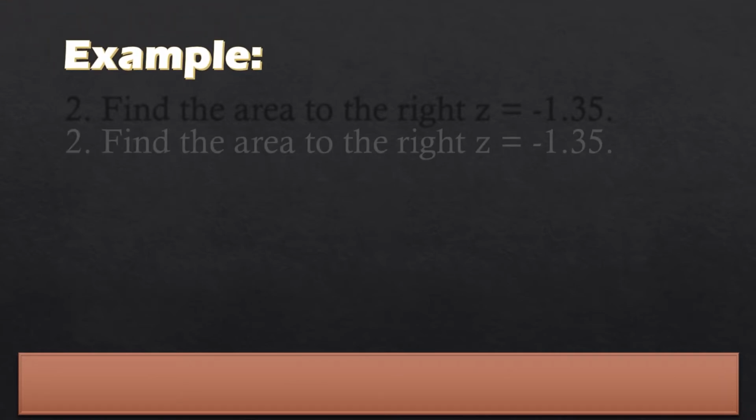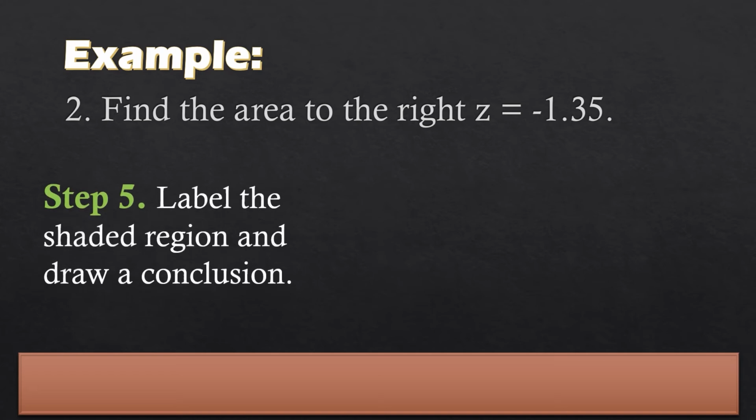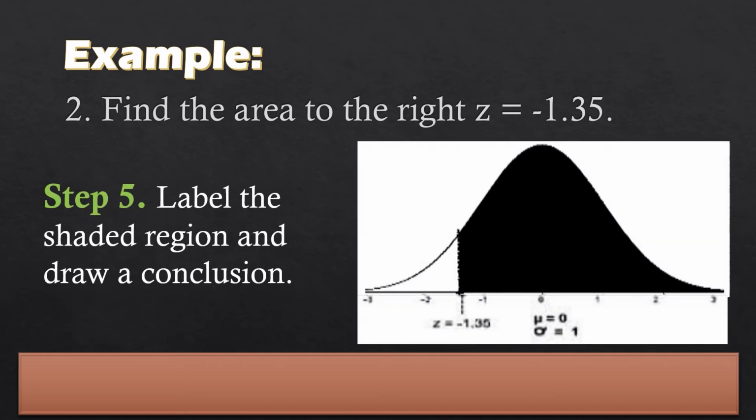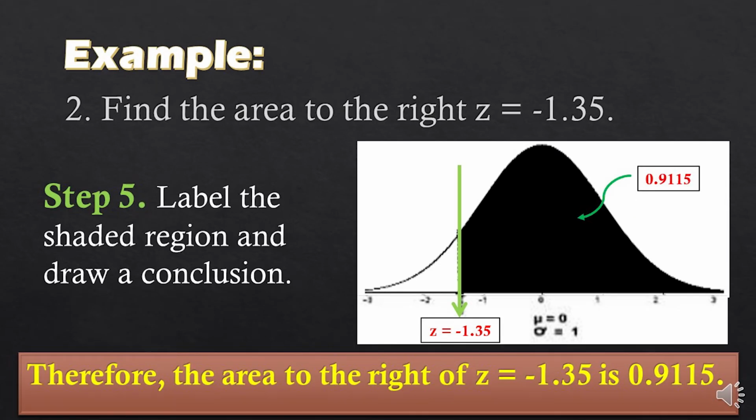Therefore, for the last step, we need to label the shaded region and draw the conclusion. Here is our normal curve with the shaded region, which is to the right of z equals negative 1.35. The area of this region is equal to 0.9115. The area to the right of z equals negative 1.35 is 0.9115.